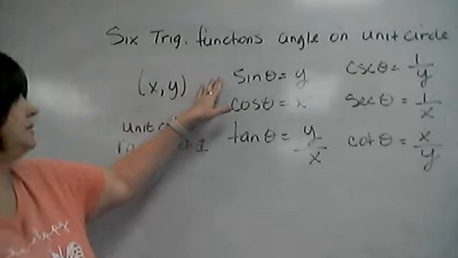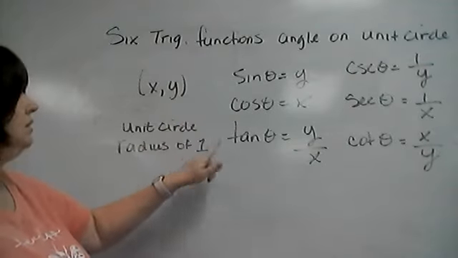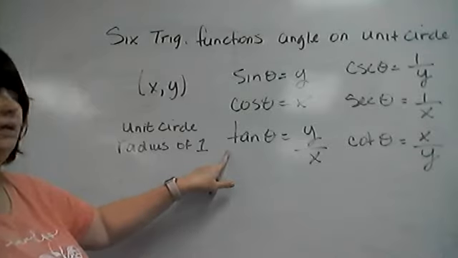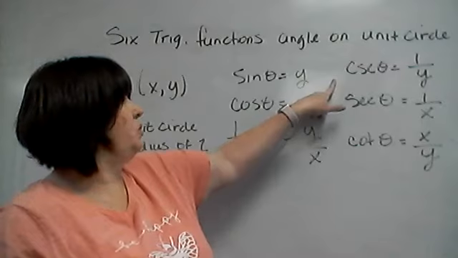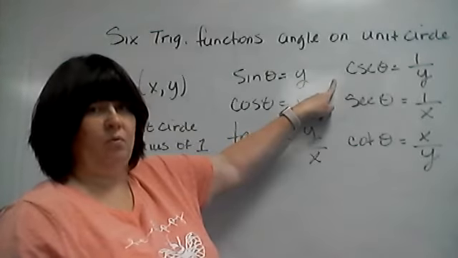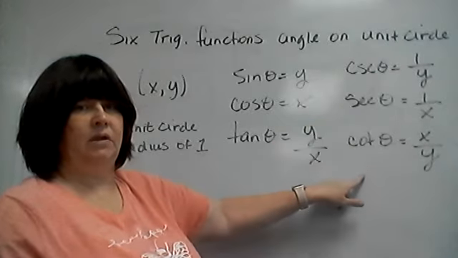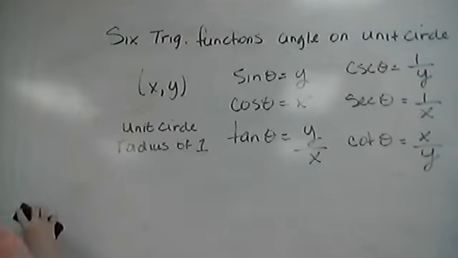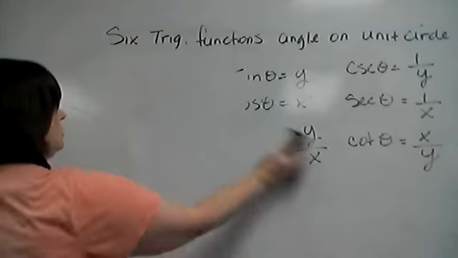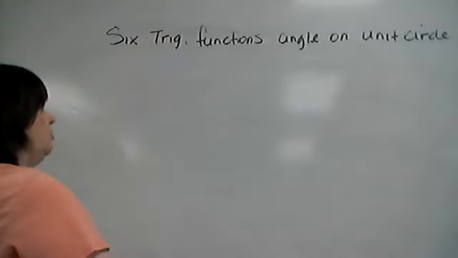So the sine is the y coordinate. The cosine is the x coordinate. Tangent is sine over cosine, so that would make it y over x. Because the radius is 1, cosecant would be 1 over y. Secant would be 1 over x, and then the cotangent would be x over y. So we're going to find the six trig functions from an angle that is from the unit circle.